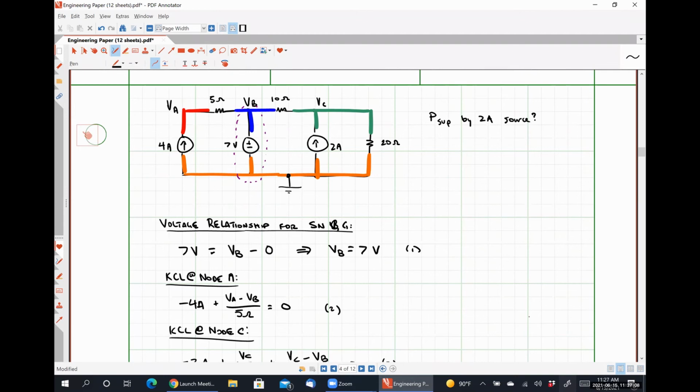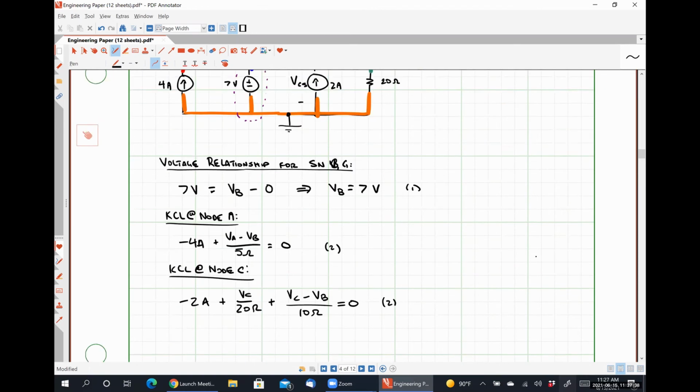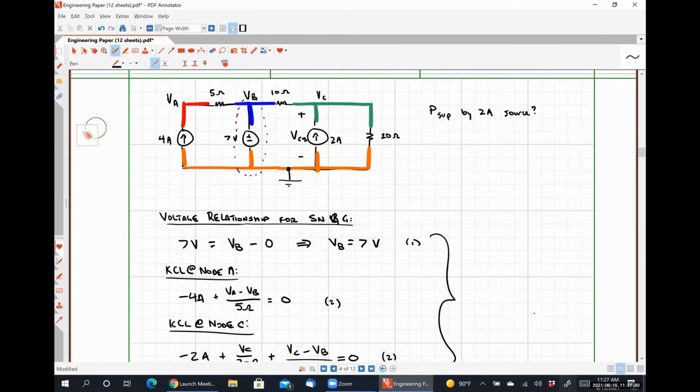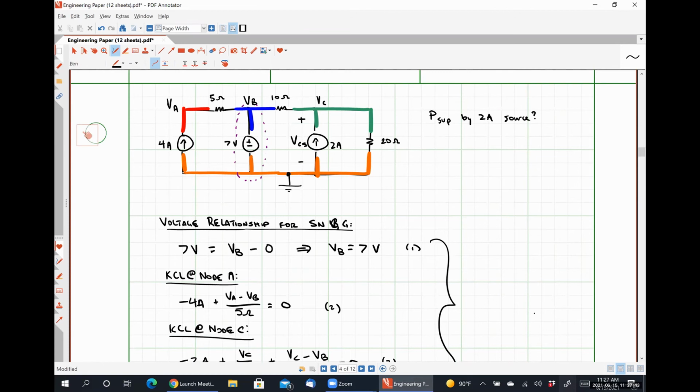So for this particular problem, since we want the power supplied by the 2 amp source, we need to know the current flowing through the 2 amp source, which we absolutely do. And because we want the power supplied, we want the current flowing into the negative polarity terminal. So I would call this one VCS, or V current source, and I could say that my nodal voltage VC is exactly the same as V current source. So once I know what VC is, which I can get by solving these three equations, I simply multiply that by 2 amps and I'm able to answer my question. Does that make sense to you guys?